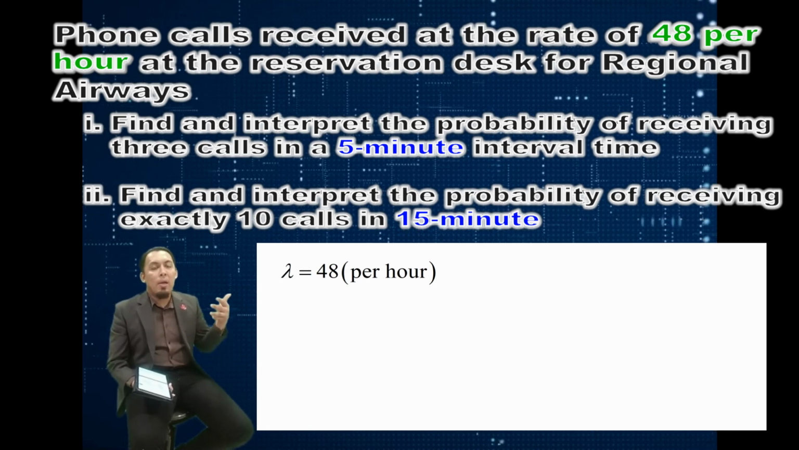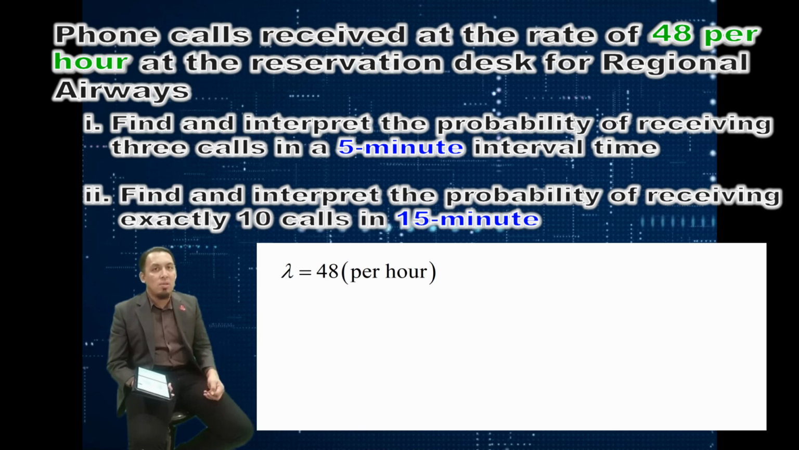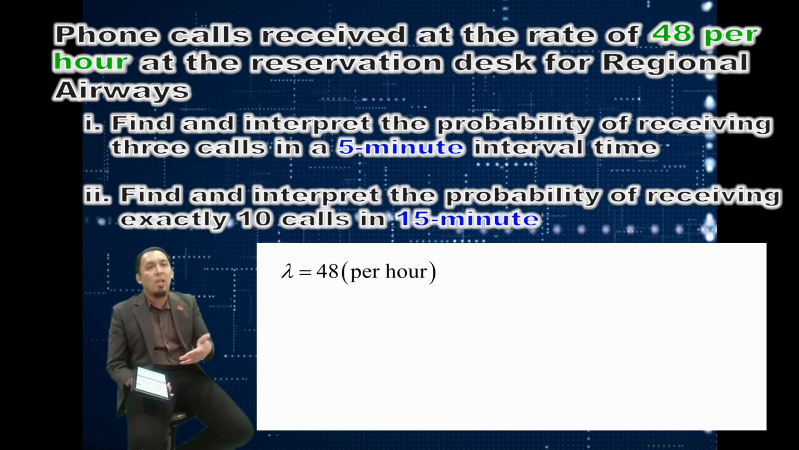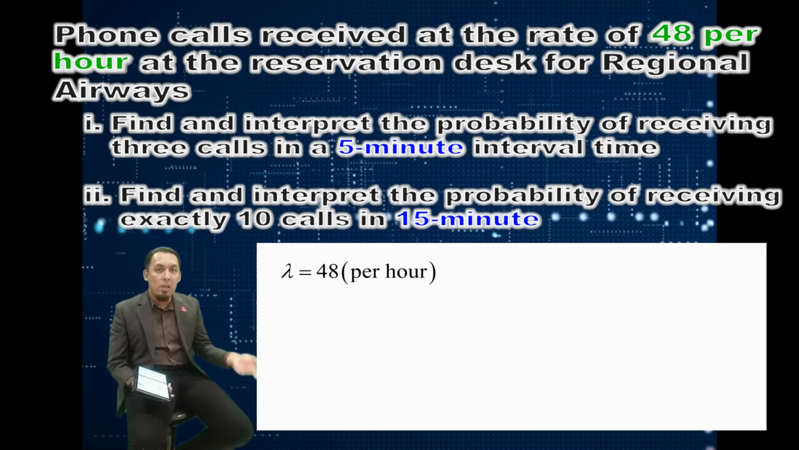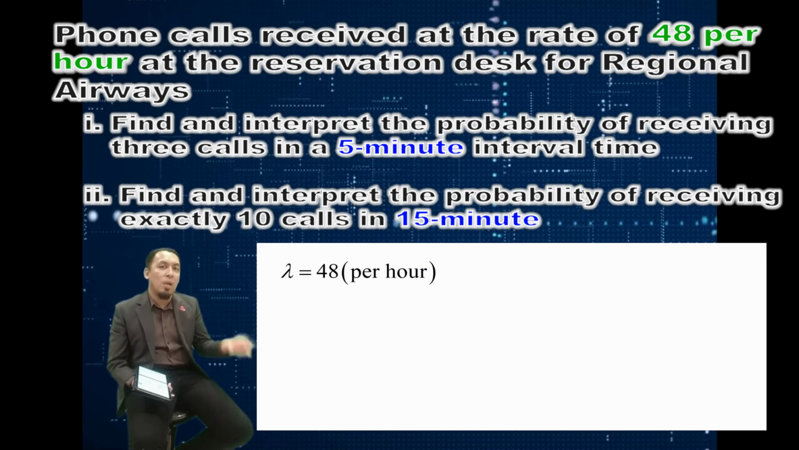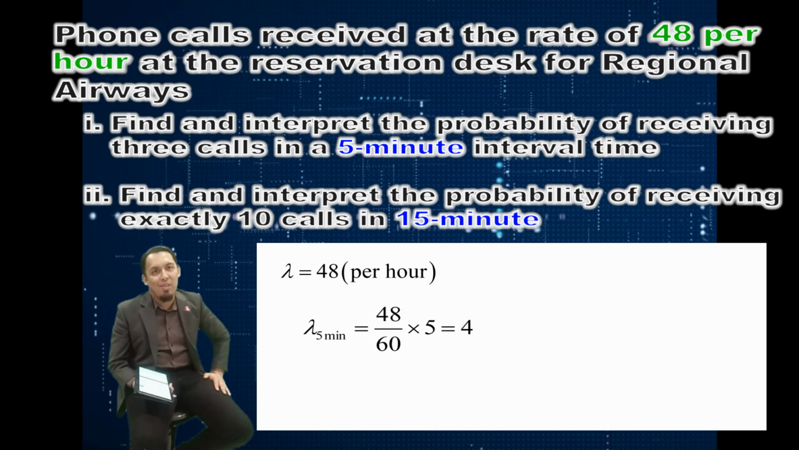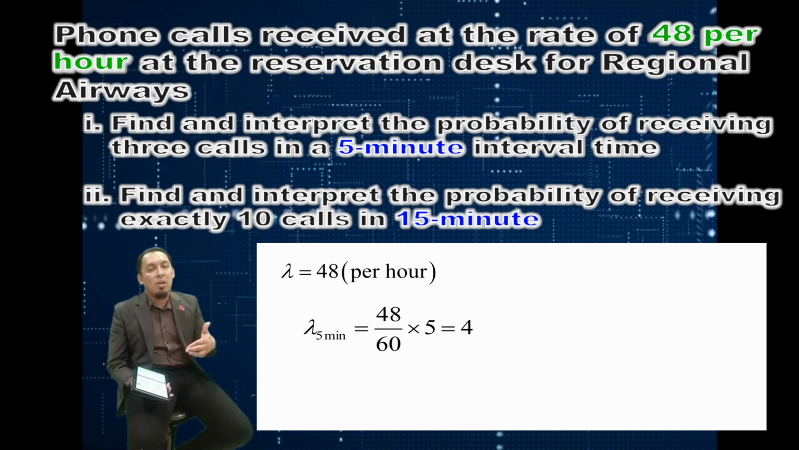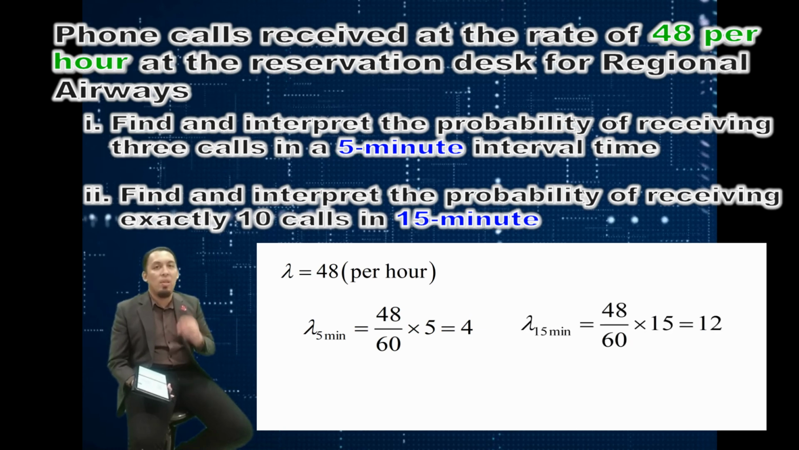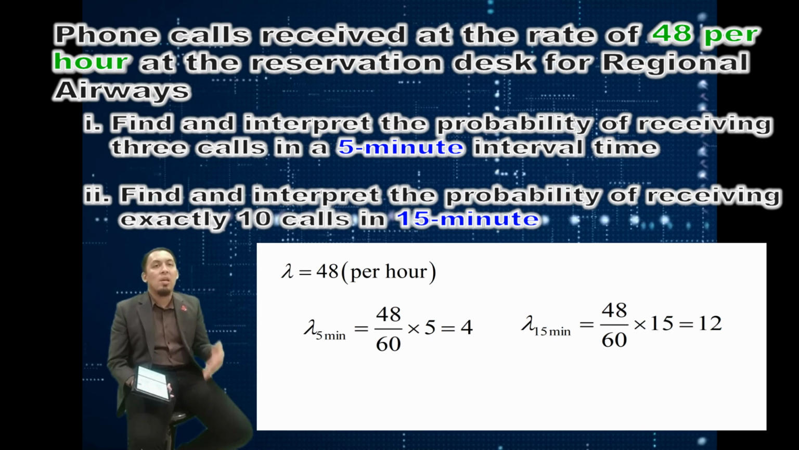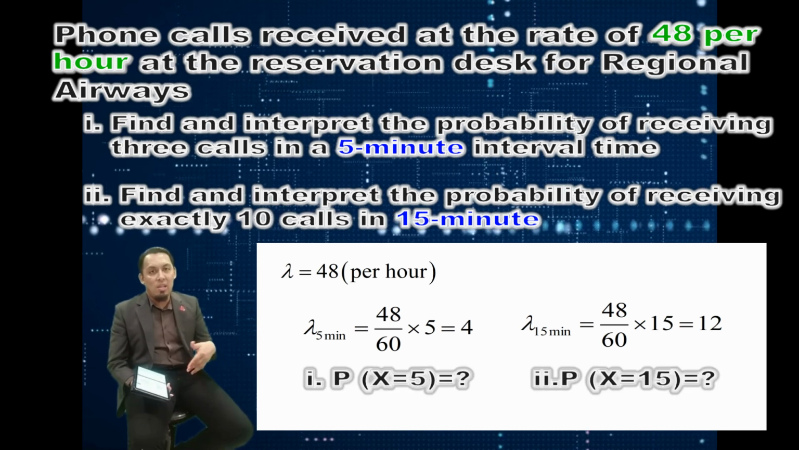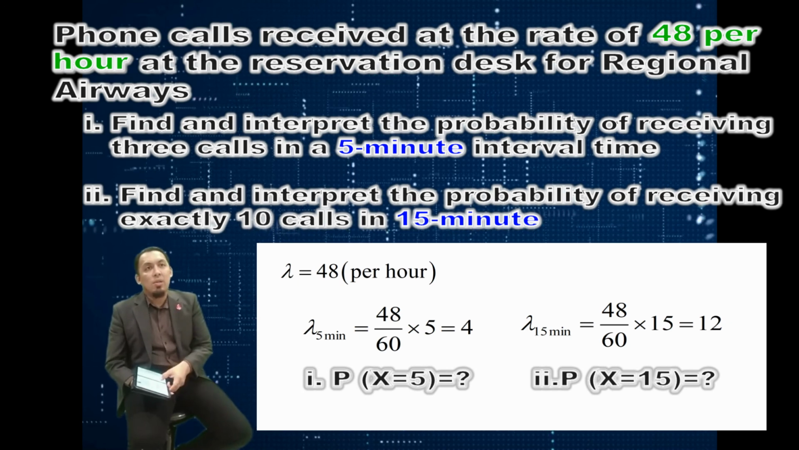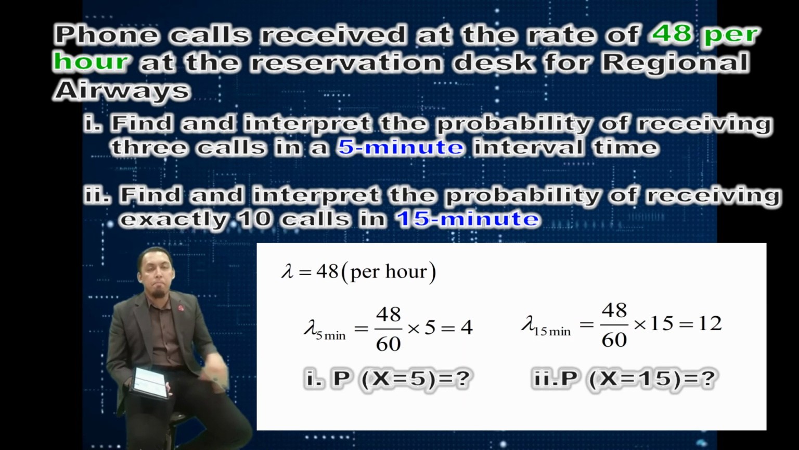You do the math. 1 hour is 60 minutes. So let's say we divide 48 by 60, you get the average for 1 minute, then multiply that average by 5, you'll get the average for 5 minutes. As easy as that. The same goes for the second question: change the lambda for the interval of 15 minutes. As for the rest, answer the question just like we discussed before, using your manual calculation or the table. Okay, so that is for Poisson.